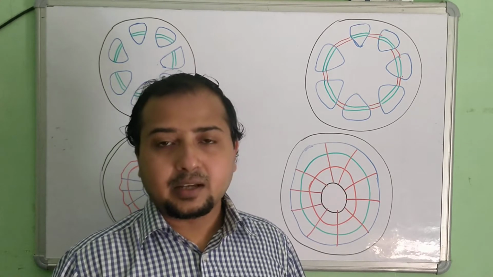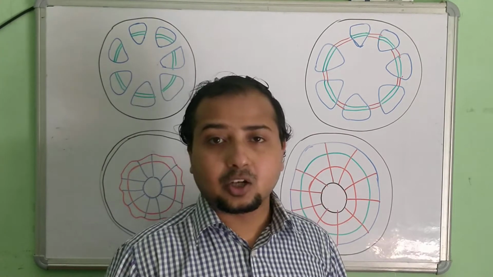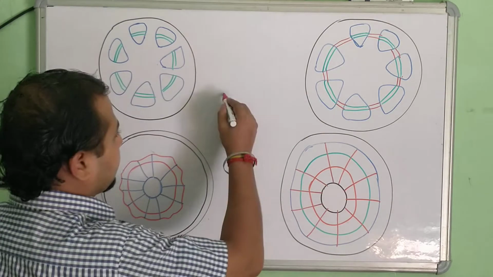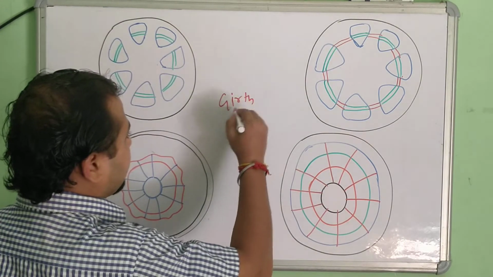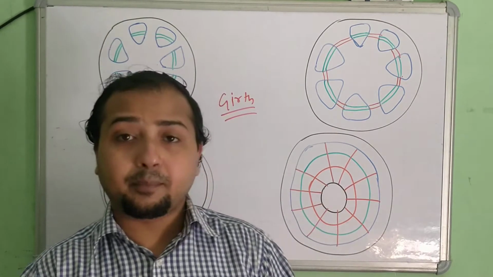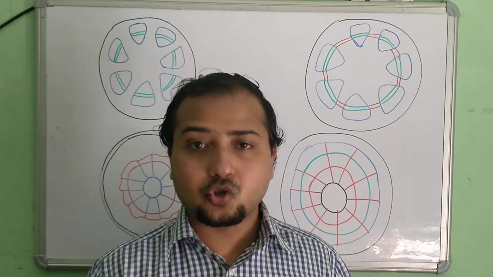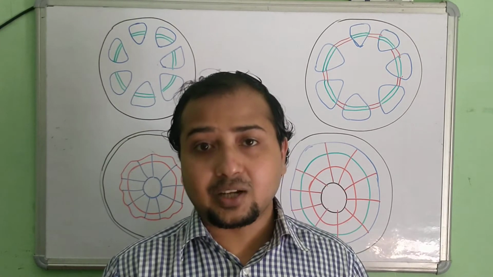This lateral growth of the plant ultimately leads to an increase in the girth of the plant. What is girth? Girth means the width, the lateral growth of the plant. That increases when the lateral meristematic tissues activate and start dividing.